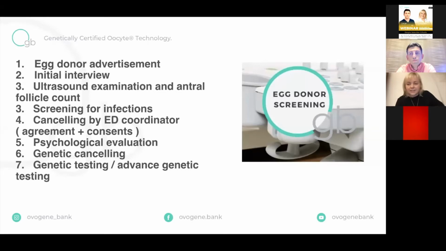During that visit and consultation, they can also ask all their questions, and they sign the agreement with the clinic and all the consents. As you know, we are shipping our materials to different locations, and this is the benefit of the egg bank: to travel the materials, but not to travel the patients.